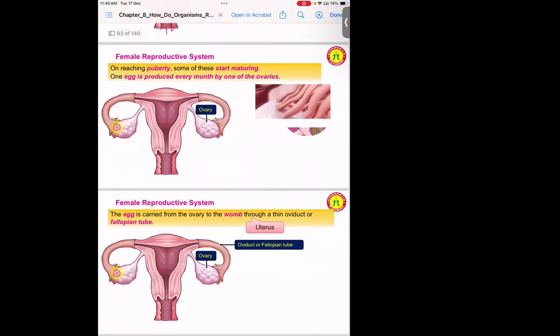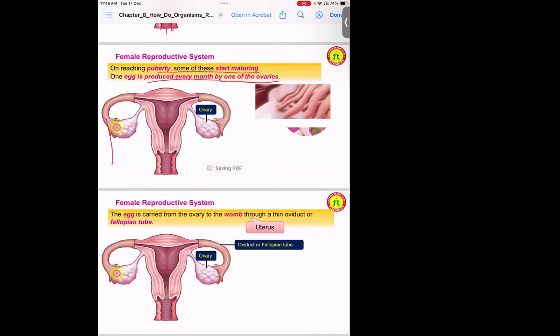Now, once they reach puberty, some of these start maturing, and one egg is produced every month by one of the ovaries. So this one egg will be produced every month by one of the ovaries. That is how they work.